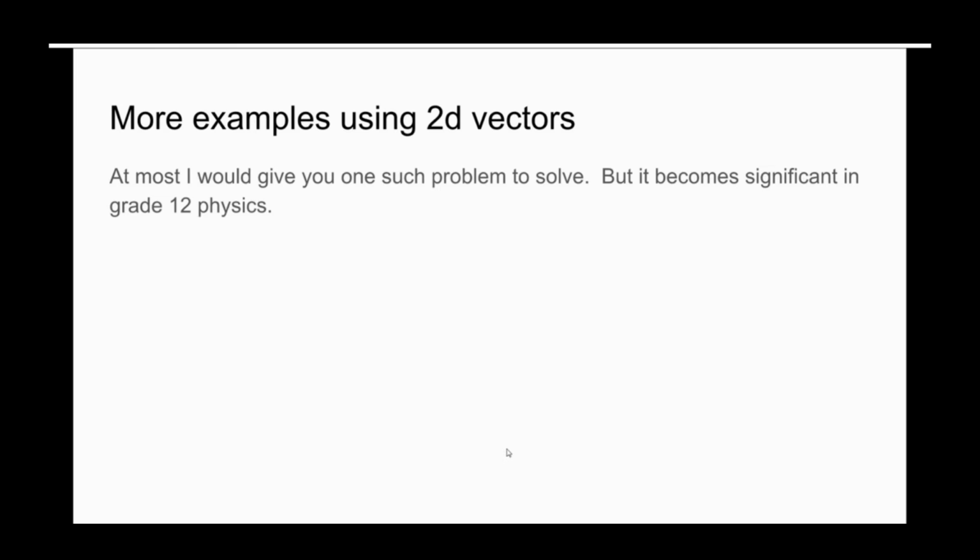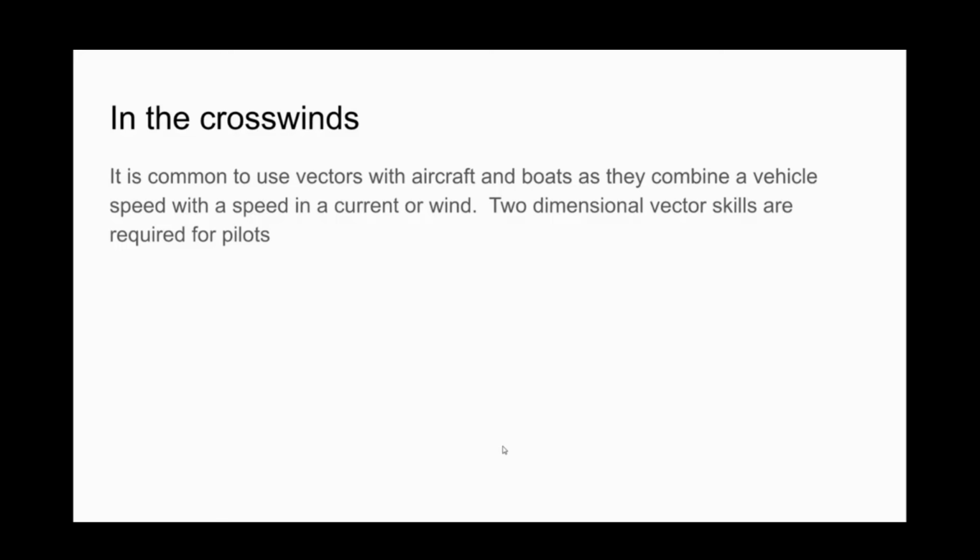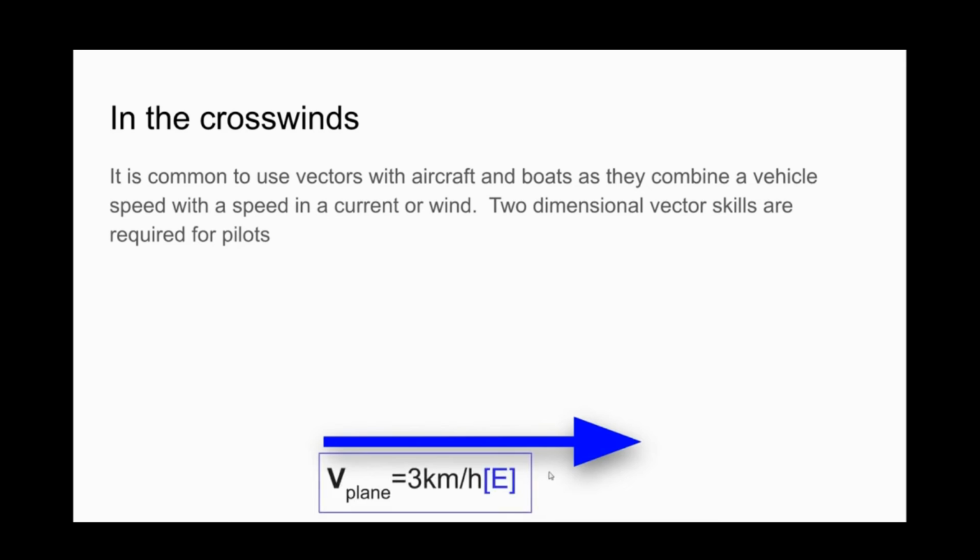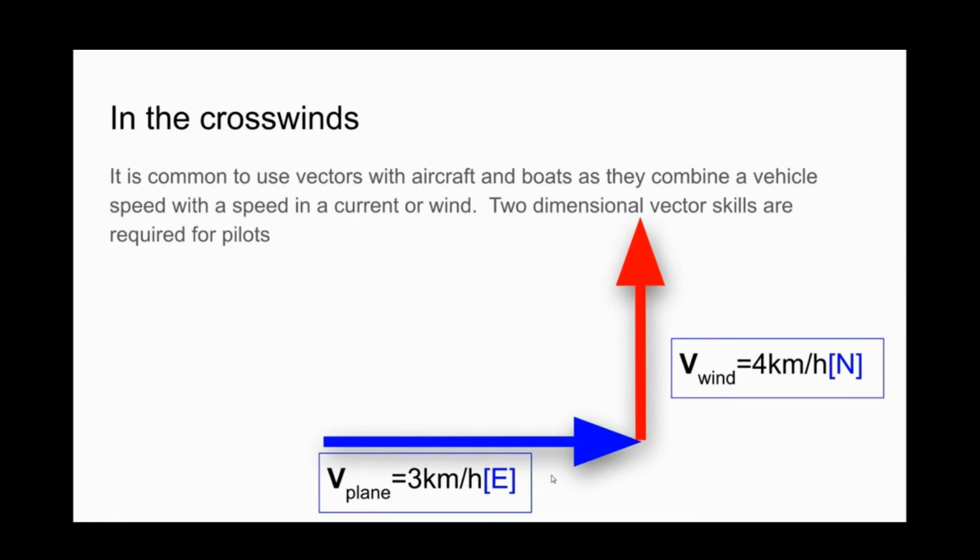Okay, let's continue on with some more examples of 2-dimensional vectors. Here's a classic one in a crosswind or a cross current. So let's suppose you're in a plane and you're flying at 3 kilometers an hour east, a very slow plane. And there's a wind that's coming in towards the north. And the wind is blowing 4 kilometers an hour north. What's the plane's actual vector going to be? And the plane will actually be blown on this course.